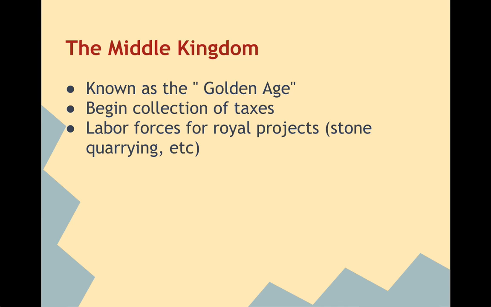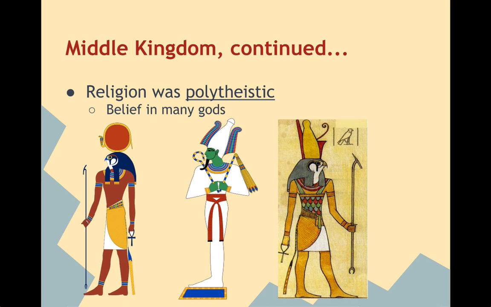Labor forces for royal projects. So we're going to have the stone quarry now where you have stones so you could do building projects like pyramids and shrines, things like that. Pharaohs actually cared more about the people. There were public works, and there was even a little bit of public welfare, which, when you have the collection of taxes, opens up the ability to have public programs to assist the community. So Egypt even had some public works and welfare programs going on.